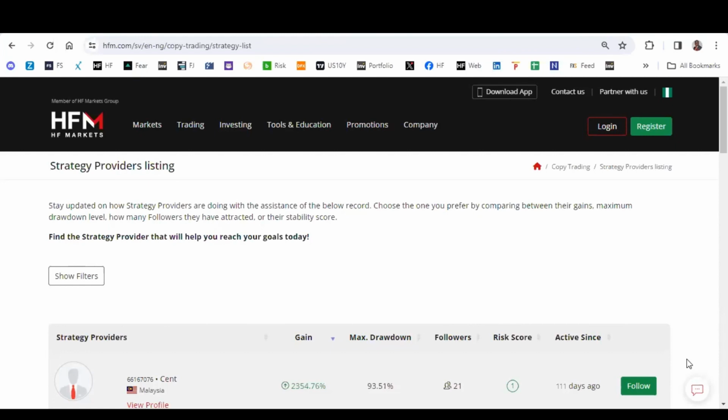All right. This one, can a strategy provider use EA? Can trades be copied on the MT5 platform? Yes, a strategy provider can use EA, and I believe you can also use MT5. I have to confirm the MT5 part, but yes, you can use EA. I'm sure of that.